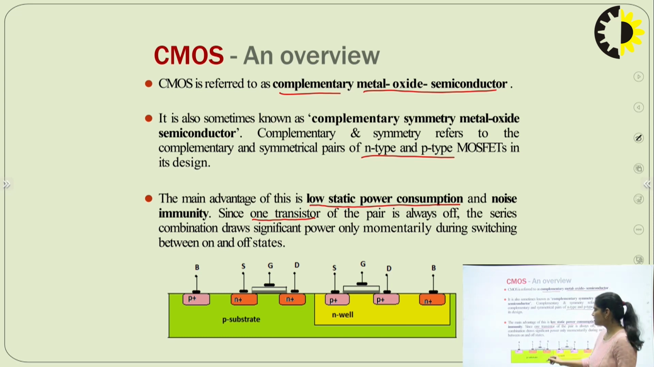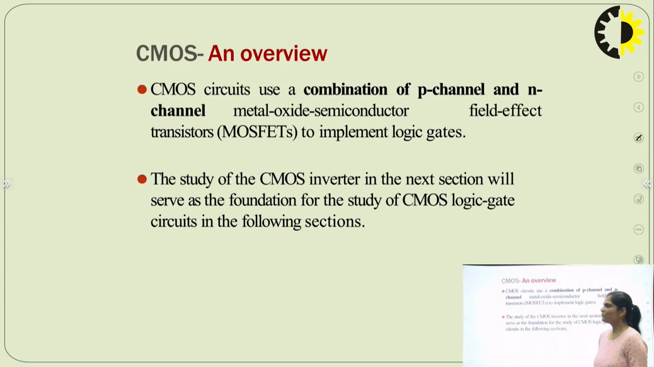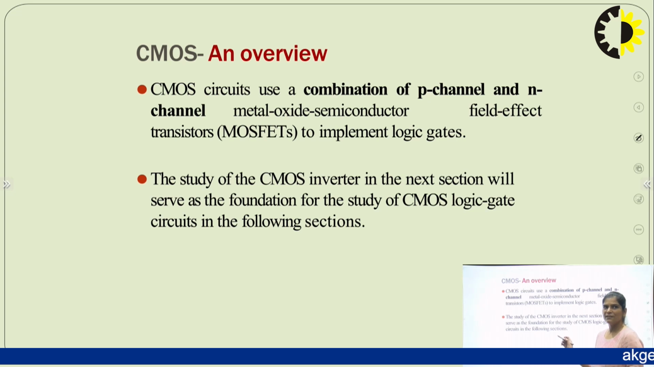Now, this is the structure of CMOS. Here we have the P substrate and N well, and the main terminals are drain, gate, and source. CMOS is a combination of P channel and N channel devices. It stands for complementary metal oxide semiconductor. MOSFET stands for metal oxide semiconductor field effect transistor, used to implement logic gates.